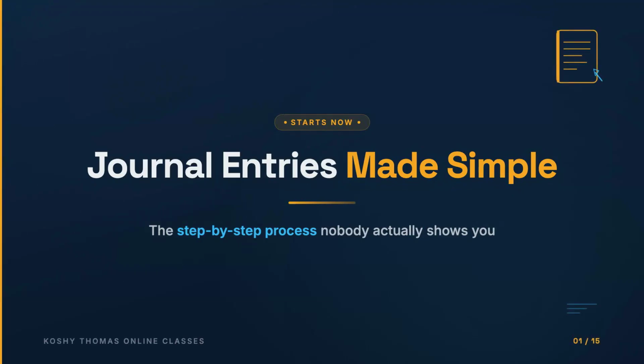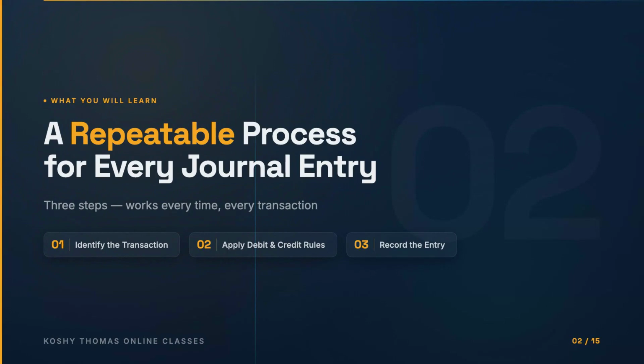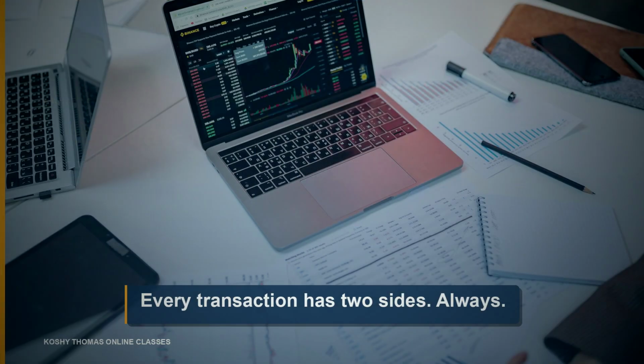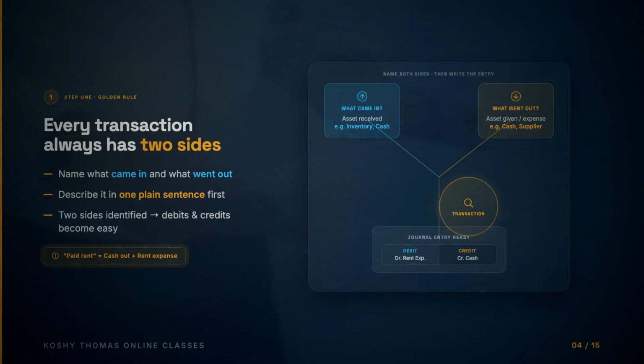Journal entries. Everyone says they're basic. But nobody shows you exactly how to write one from scratch. If you've stared at a transaction wondering which account to debit and which to credit, you're not alone. That confusion is normal. By the end of this, you'll have a clear, repeatable process you can use on your very next transaction.